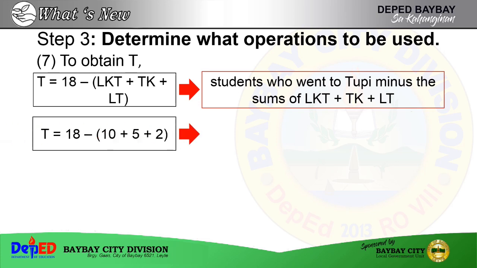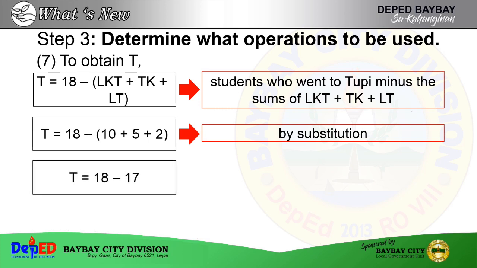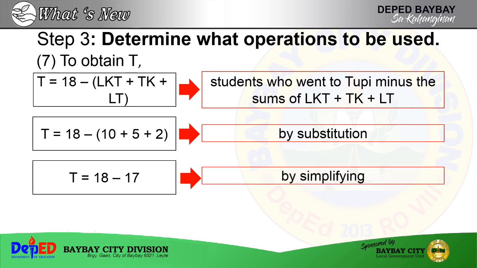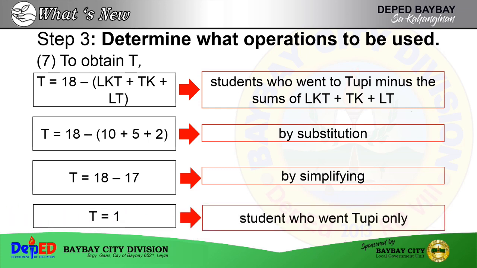Now, T will become 18 minus 17, which is done by simplifying. 17 came from 10, 5, and 2. Now, the answer for T is equal to 1. This is the students who went to Tupi only.